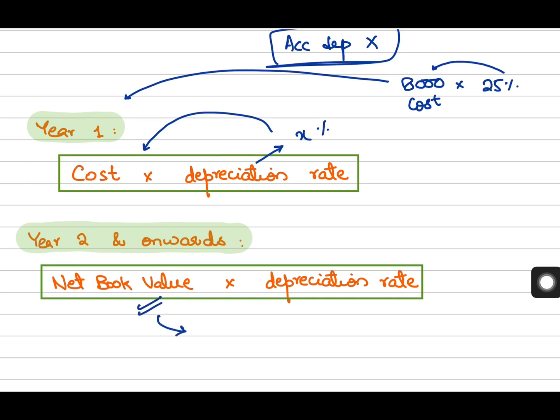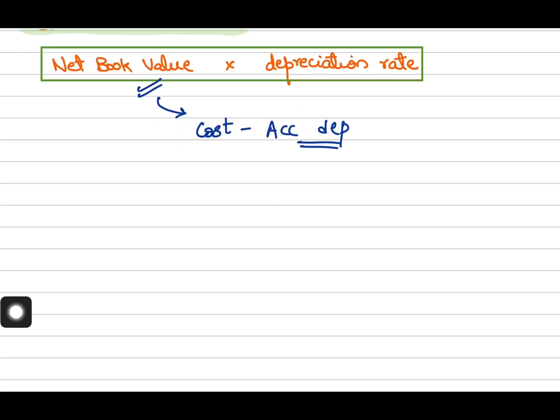And how do we calculate net book value? That is cost less accumulated depreciation. Right, a very simple and easy formula. You just have to remember that from year 2, the depreciation rate will be applied on the net book value. Now, let us understand this through a very simple example.